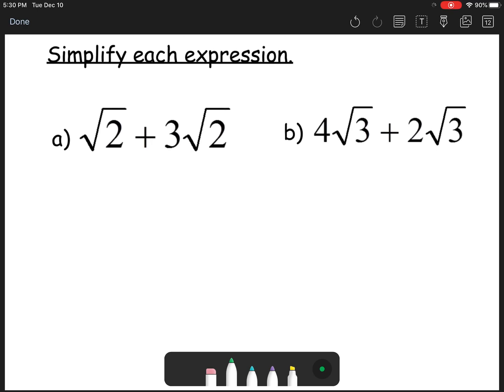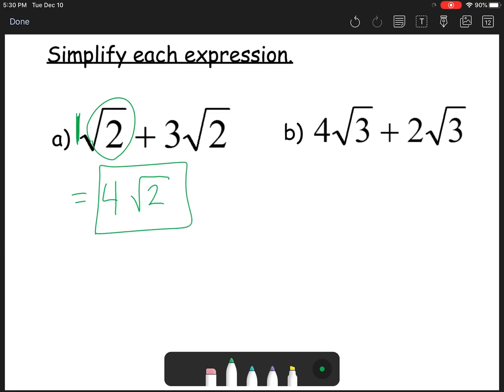So we're going to start off with simplifying these expressions. We have letter A is the square root of 2 plus 3 square roots of 2. Well, notice that we do have 1 square root of 2 right here, so there's an invisible 1 in front of that. So it's saying we have 1 of something plus 3 of something, which tells us we have 4 of that thing. In this case, the thing we're talking about is our square roots of 2. So we have 4 times the square root of 2, in other words, 4 square roots of 2 as our answer.